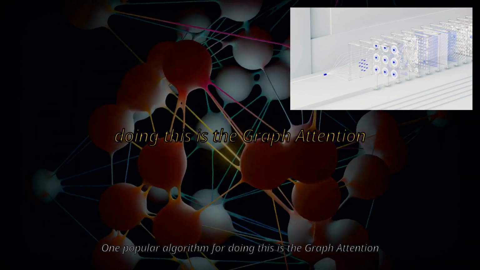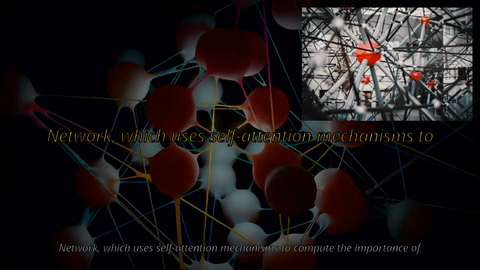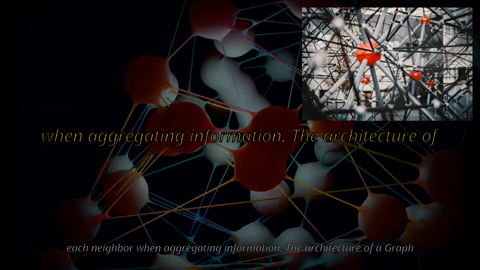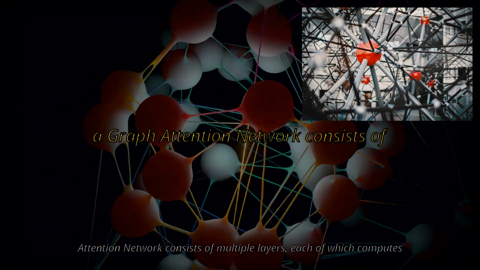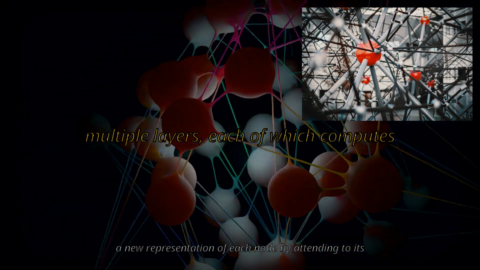The architecture of a graph attention network consists of multiple layers, each of which computes a new representation of each node by attending to its neighbors. The output of each layer is then used as input to the next layer. Here's some example code to illustrate this.